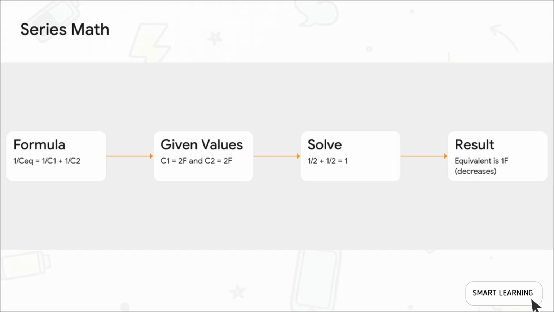Let's look at how the math plays out, starting with series, which is honestly a bit counterintuitive. The formula uses fractions. 1/C equivalent equals 1/C1 plus 1/C2. So if we take two 2 farad capacitors and put them in series, we calculate 1/2 plus 1/2, which gives us 1. Our total equivalent capacitance is just 1 farad. Adding capacitors in series actually shrinks your total energy bucket to less than the smallest individual capacitor in the chain. Crazy, right?